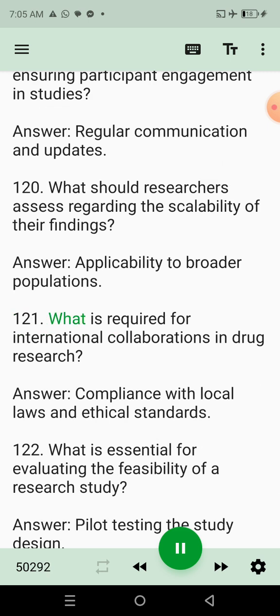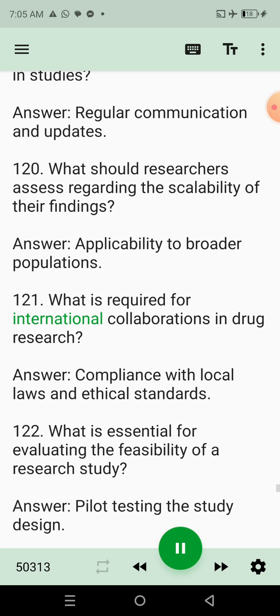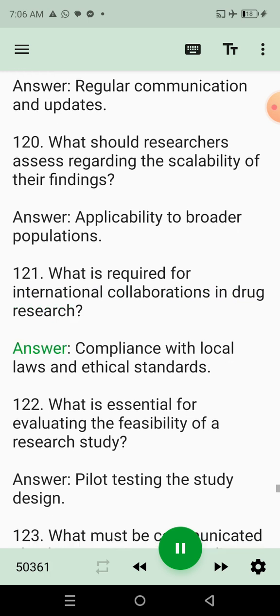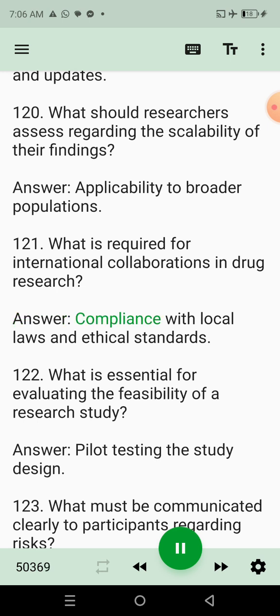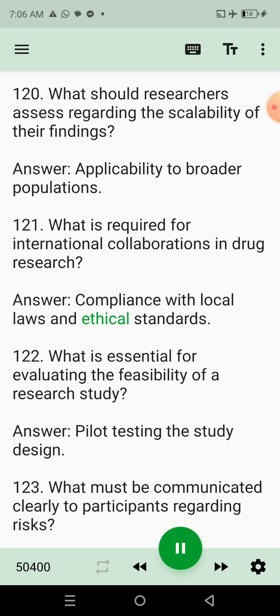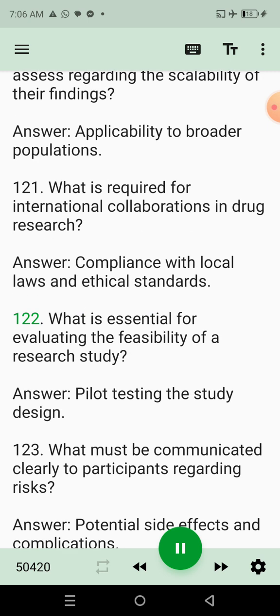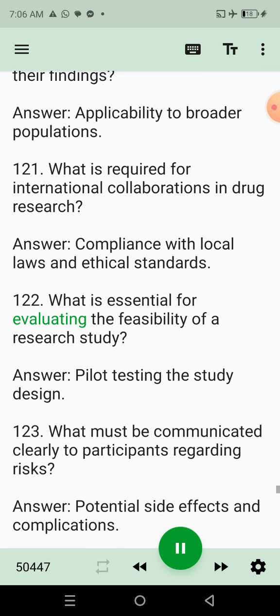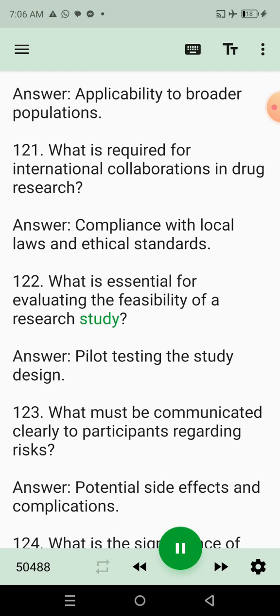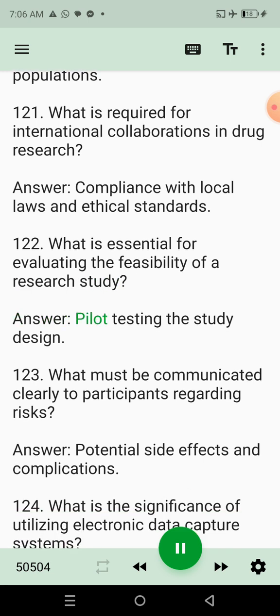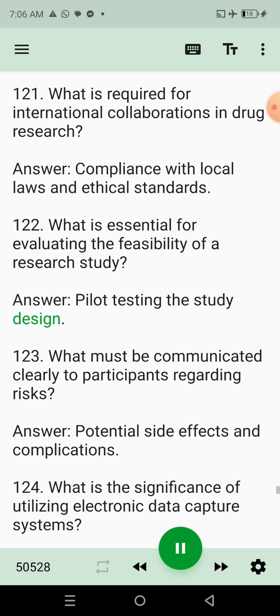121. What is required for international collaborations in drug research? Answer. Compliance with local laws and ethical standards. 122. What is essential for evaluating the feasibility of a research study? Answer. Pilot testing the study design.